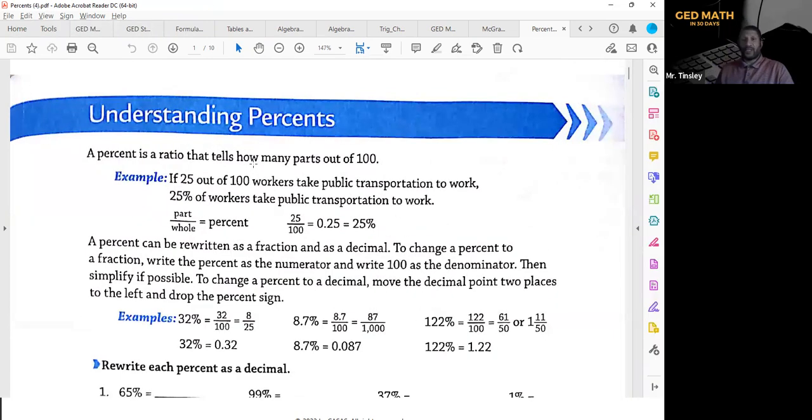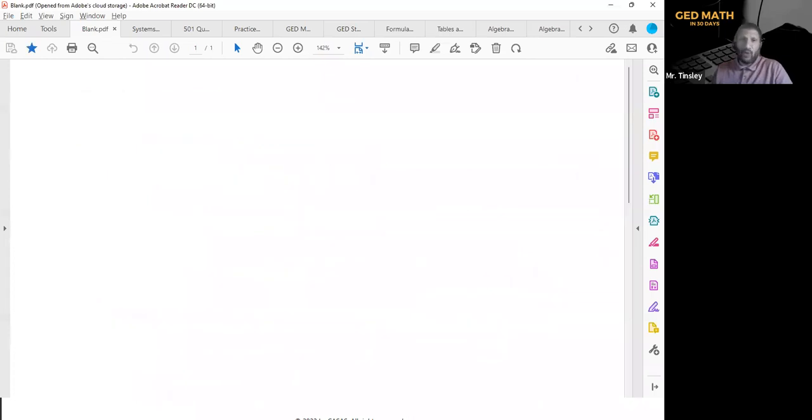So percent problems are on your GED exam. Guaranteed they're on your exam. So what you have to know how to do for percents, let me write them down first, so everybody knows what they need to study. You need to know how to find the percent, the part, the whole, and percent change. Those are the four areas you're going to have on your exam with percents.